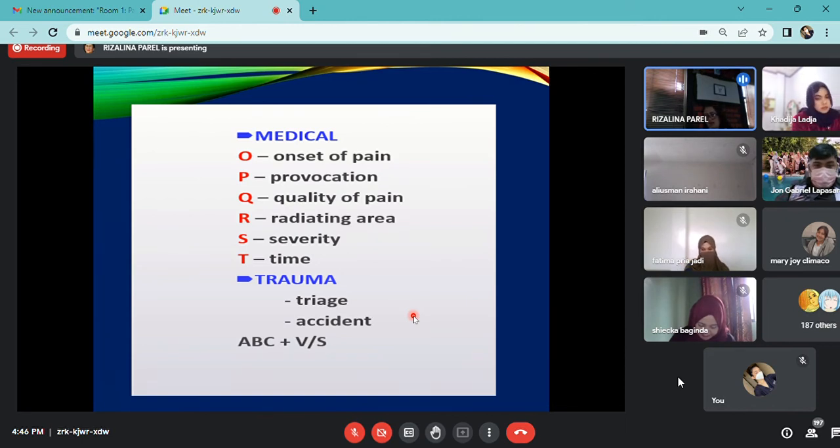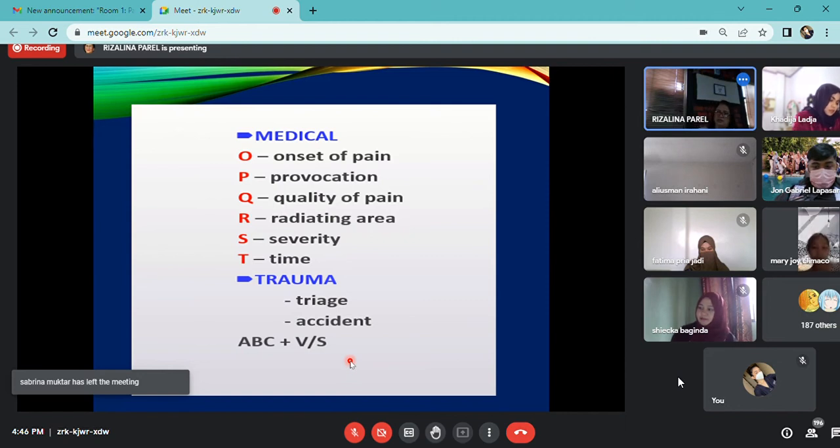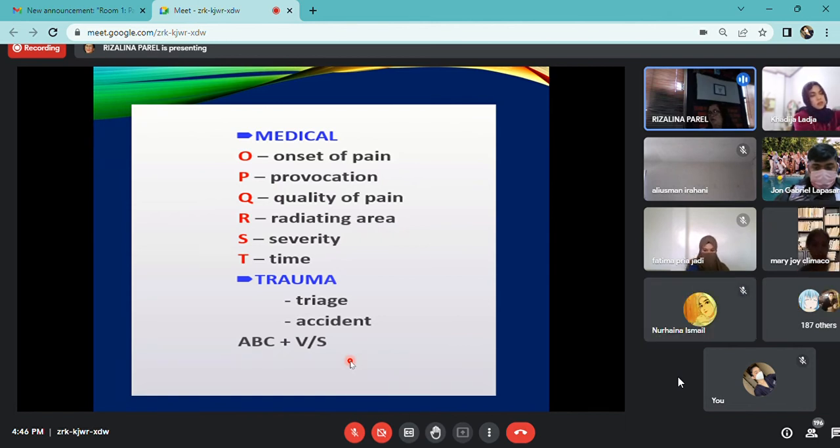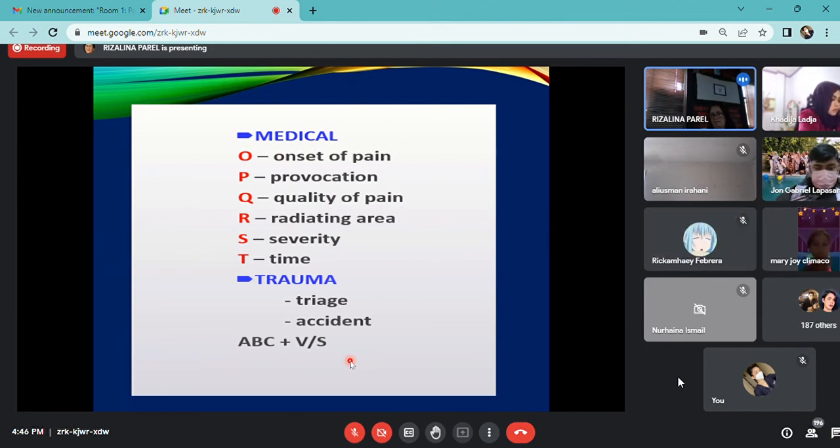So for the severity, gaano kagrabe ba yung kanyang sakit. Pwede rin nating i-rate yan ng 1 to 10 or 1 to 5. Okay? 5 being most severe and less severe yung 1. And then for the time, kumbaga, yung duration of pain, gaano kahaba yung oras na may masakit siyang nararamdaman. At anong oras usually, anong time yung merong intense pain. Ano yung sa time na yon.